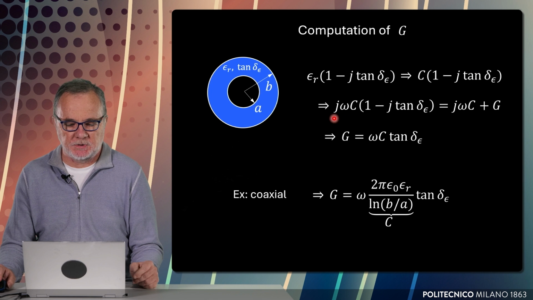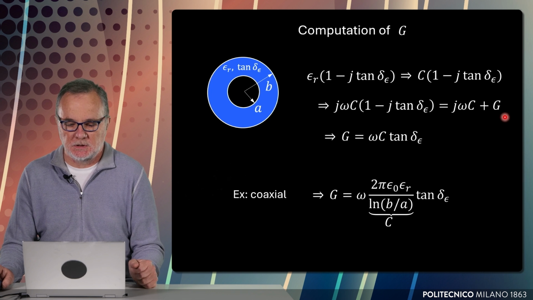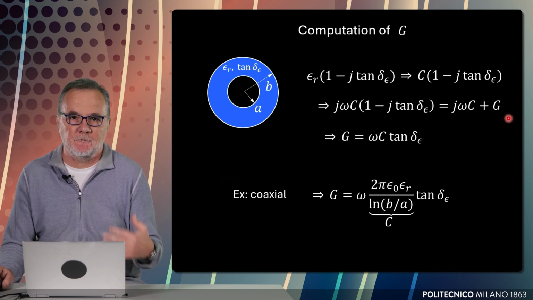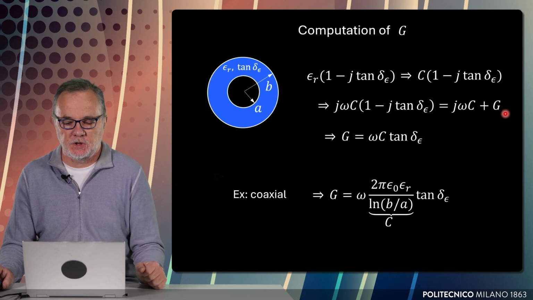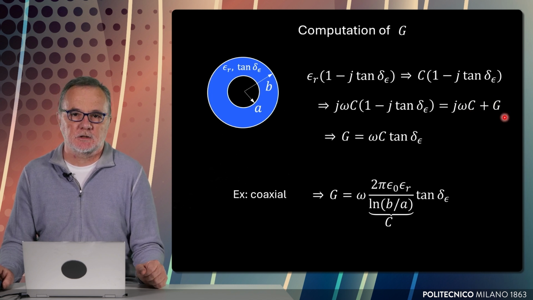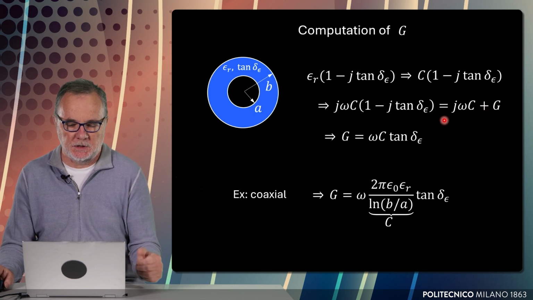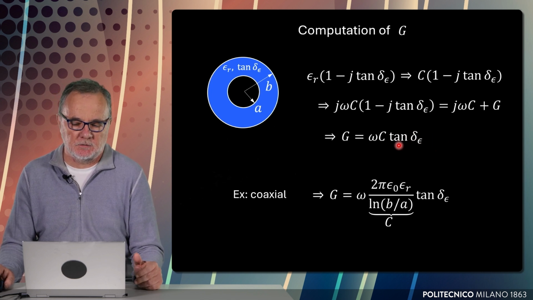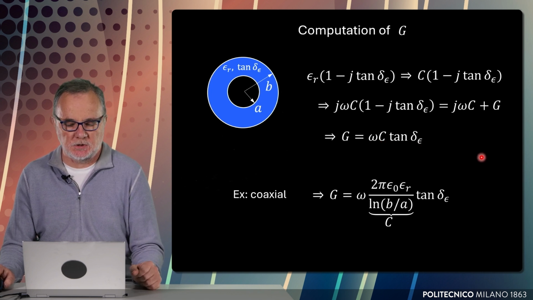If we multiply by j omega the result of the capacitance times this complex coefficient, we obtain a complex admittance. This complex admittance takes the form of admittance per unit length of G plus j omega C. This is therefore our conductance per unit length. If we carry out the computation for this case, we obtain an expression for G that depends on the capacitance per unit length by this formula: omega C times the loss tangent.